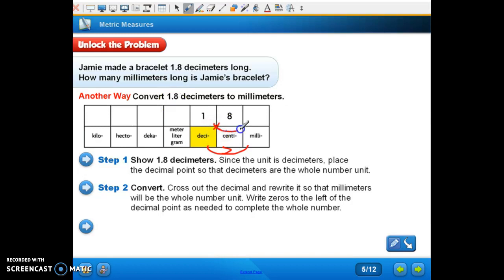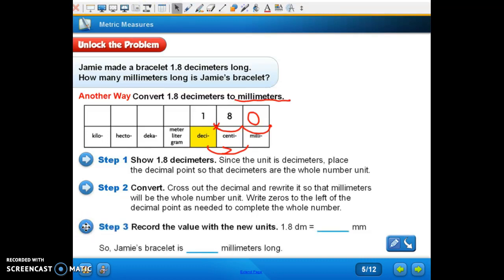We're going to move it over here so that millimeters. We're going to go over here. So now we've moved our decimal so that we have millimeters. We're going to fill in, write zeros to the left of the decimal point as needed to complete the whole number. Any questions on that? So we moved our decimal so that our last whole number was in the spot we wanted, millimeters, and we had to fill that place value in with a 0.